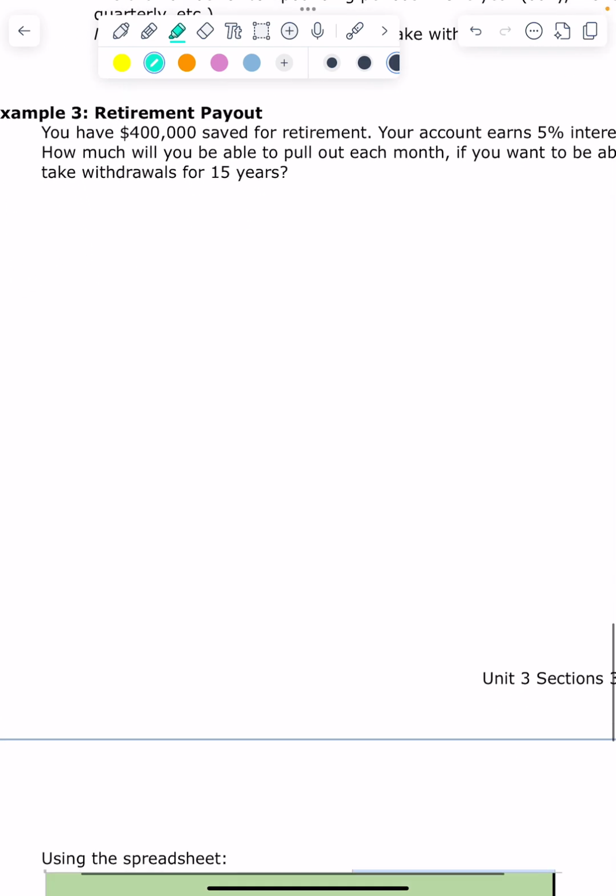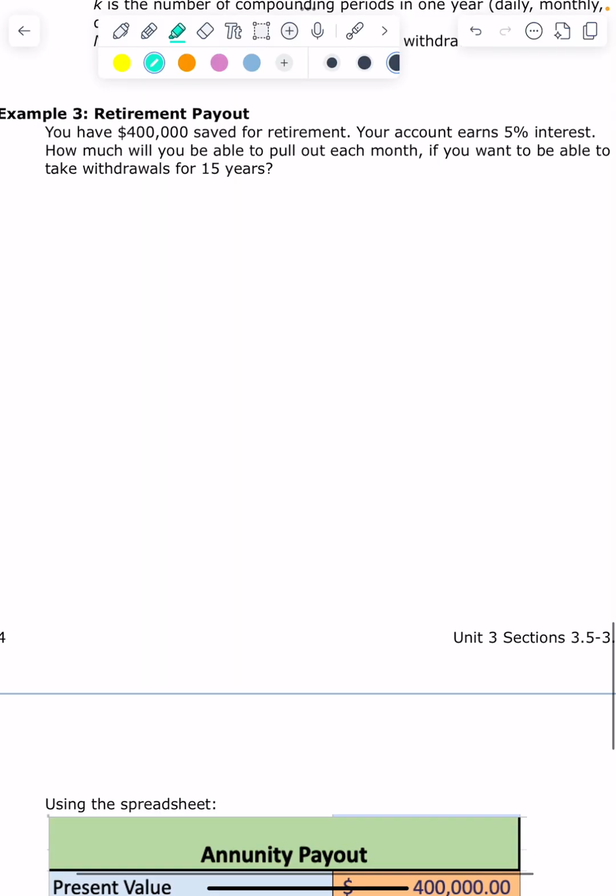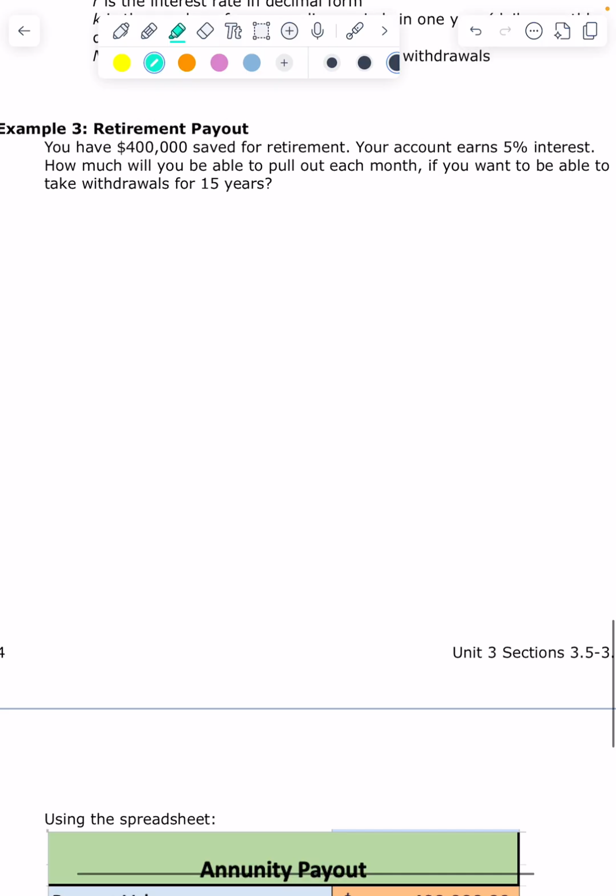You have $400,000 saved for retirement. The account earns 5% interest. How much will you be able to pull out each month if you want to be able to take withdrawals for 15 years? Oof, okay. This is going to be a beast, so bear with me.